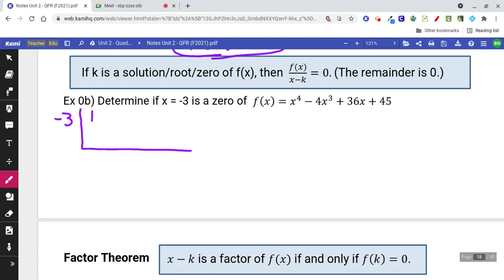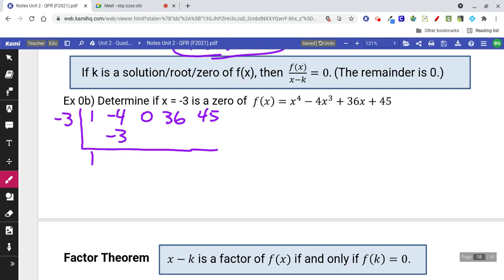We got 1x to the fourth, -4x to the third, 0x squared. Make sure you put a placeholder in there if it's a missing term. Plus 36x plus 45. So again, it's the same steps. It's the same process.